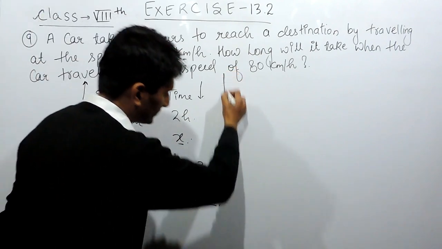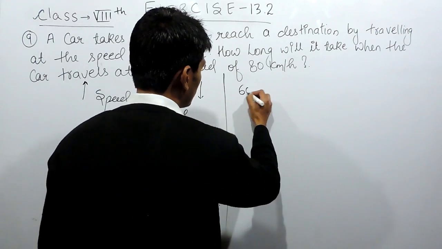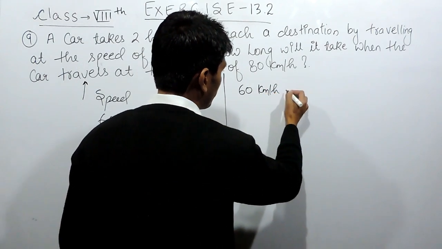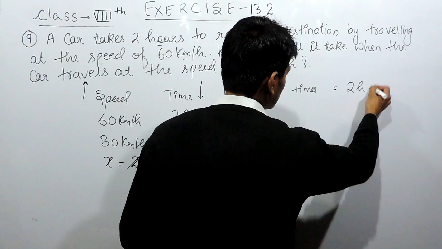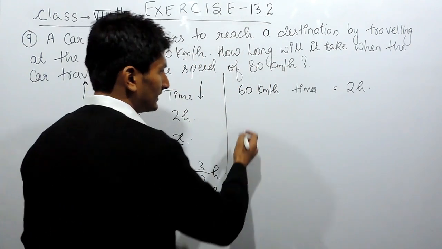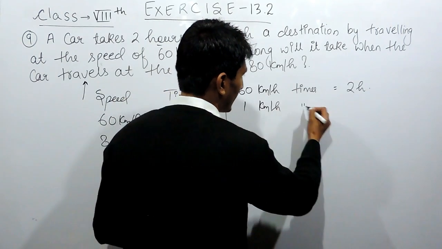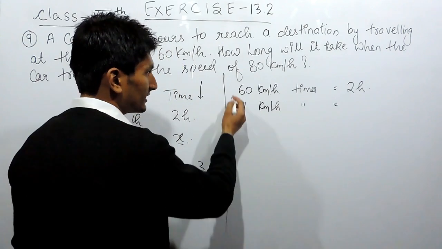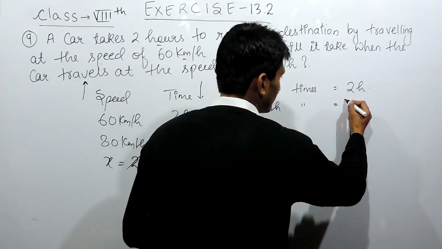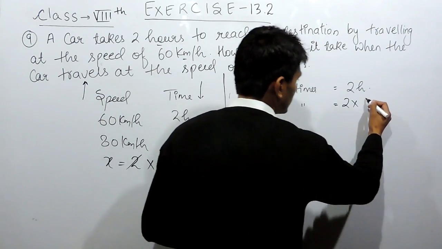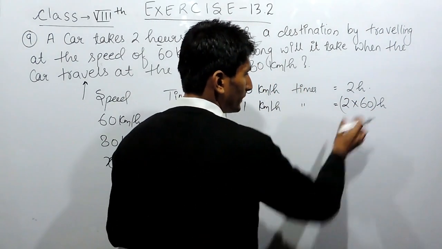There can be another method of solving the same question. If the car is traveling at a speed of 60 km per hour, the time taken is 2 hours. Now suppose the same car is traveling at 1 km per hour. Obviously the speed here is decreased, so the time taken will be more. To increase the time, I have to multiply this by 60. So this would be the time.